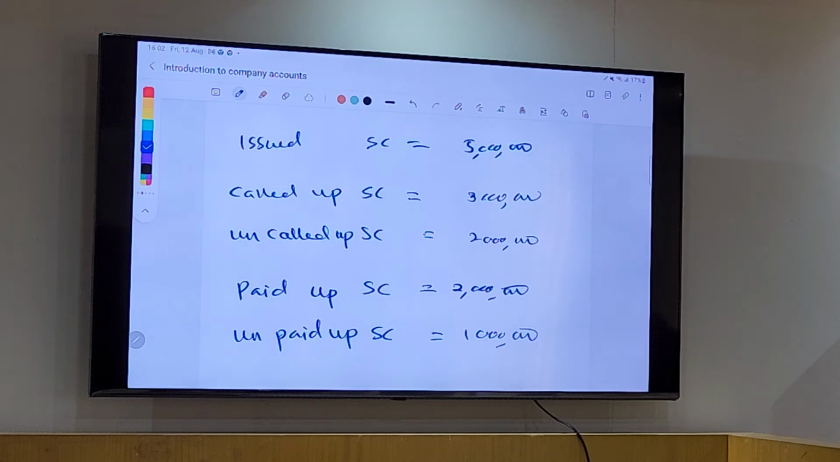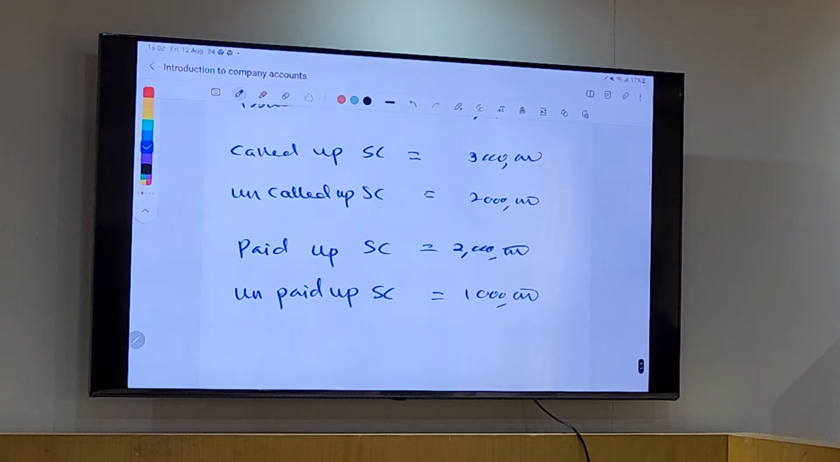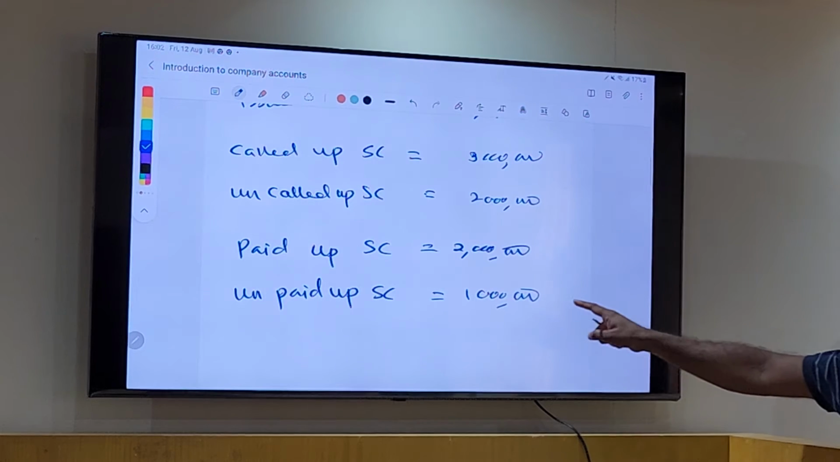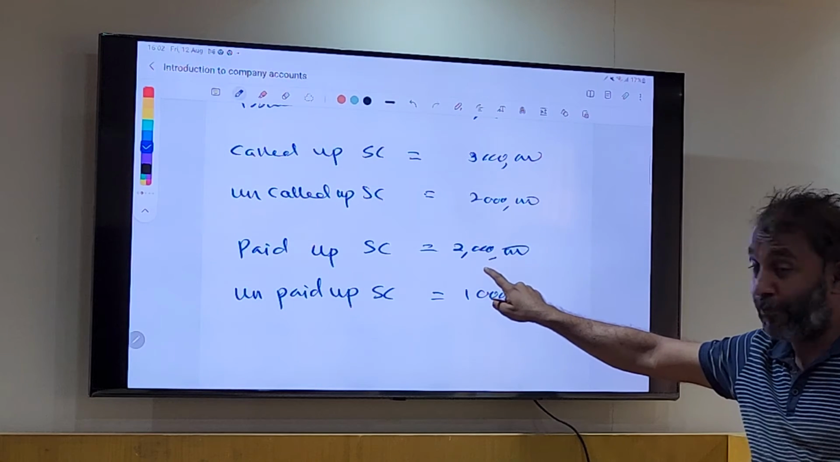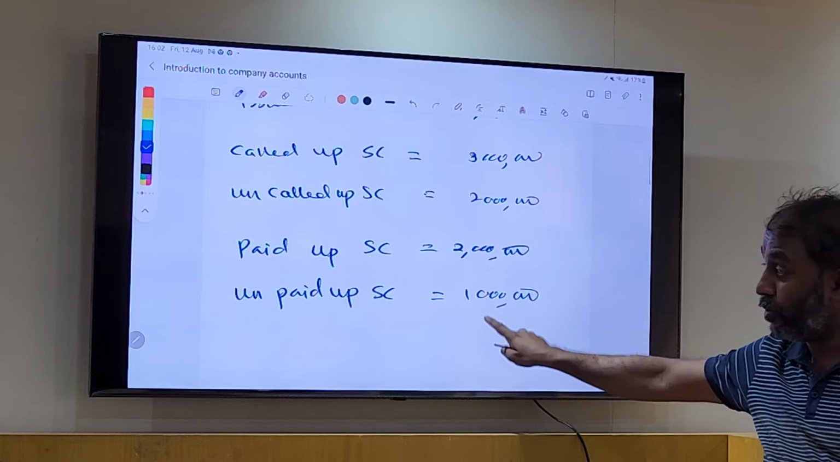Any problem? Just this thing, 1 million. Meaning 3 million I asked from everybody, pay me money. Only 2 million shareholders paid. Balance, 1 million. Yeah, that's the balance. I asked this much money, people paid me 2, balance 1.